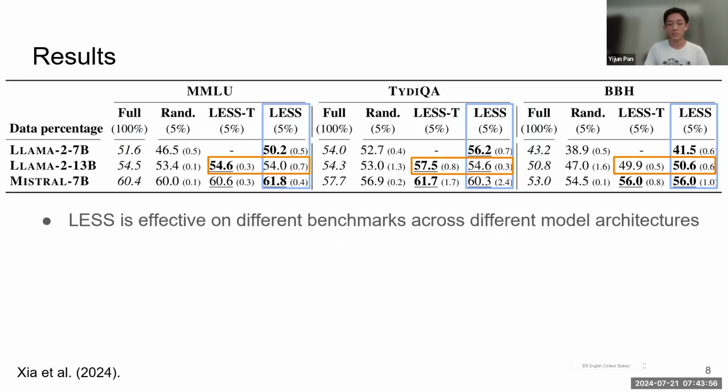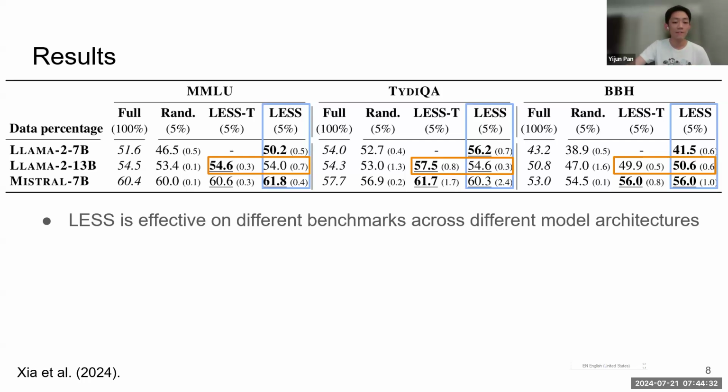And here are the results presented by the authors. On the vertical axis, we have the three models that we are interested in. And on the horizontal, we have the three usually used benchmarks. So as we can see in the blue boxes, LESS is effective on multiple benchmarks across different model architectures. And with only 5% of data, we can achieve comparable or even more accuracy compared with training with full data.